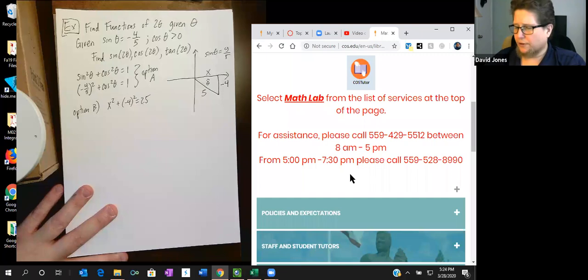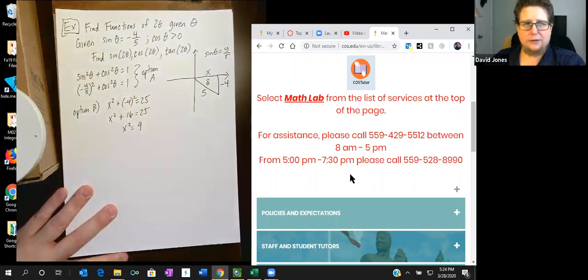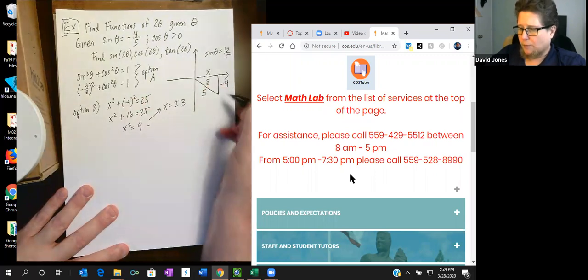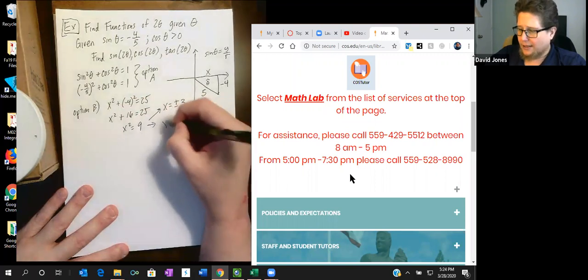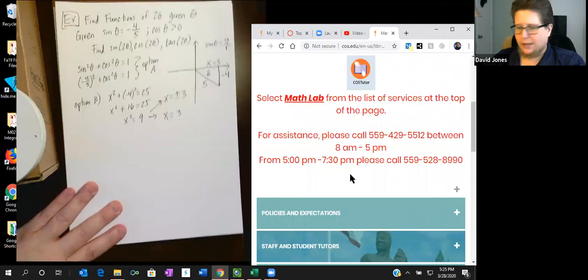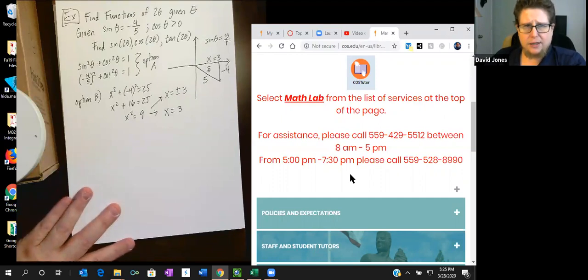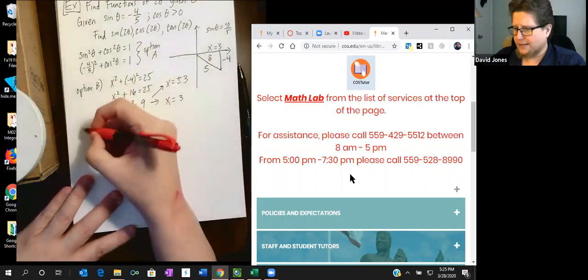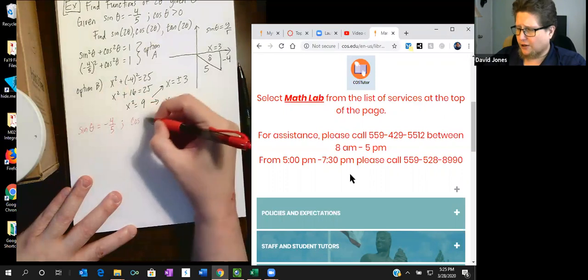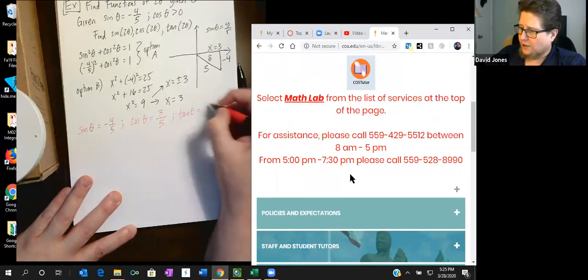Since I put this one up last, I'll just work through it. X squared plus 16 equals 25. You subtract 16 from both sides, we get x squared equals 9. And this should give us x equals plus or minus 3. But we're in quadrant 4, x is positive here, so x equals 3. So the things I need for sine 2 theta, cosine 2 theta, and tangent 2 theta are what sine, cosine, and tangent are. Let's just jot those down. Sine theta was given. Cosine theta is x over r, which is 3 over 5. And tangent theta is y over x, which is -4 over 3.